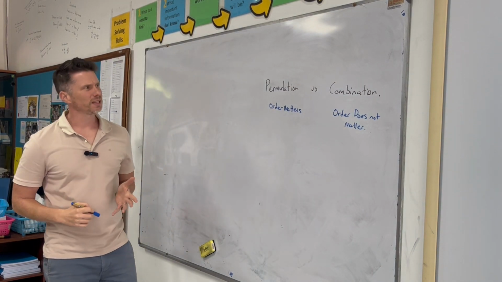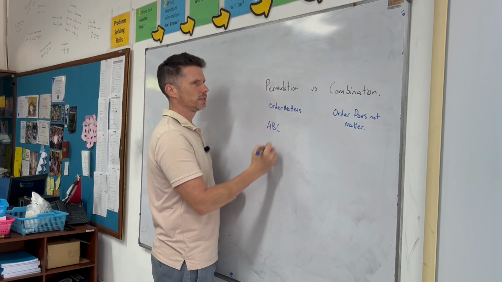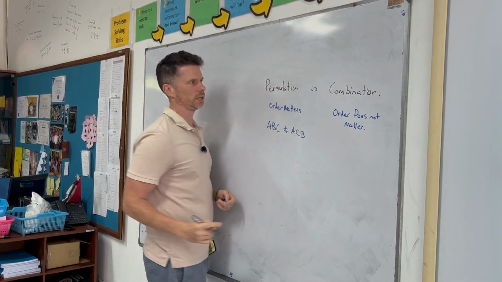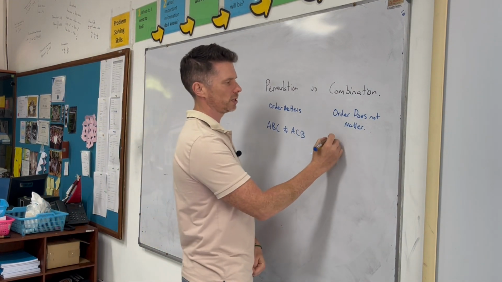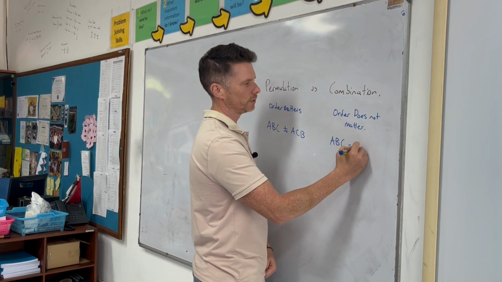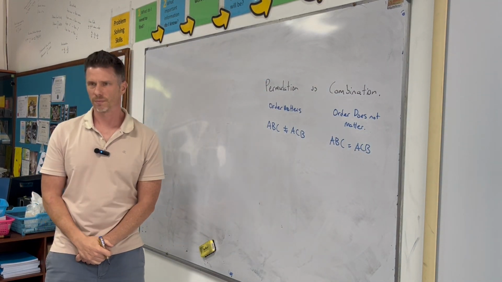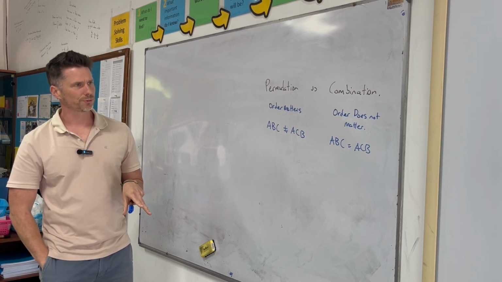An example of that is where order matters. We did this: ABC does not equal ACB in a permutation. They are not the same. Whereas in a combination, ABC equals ACB. The order doesn't matter. Hopefully that might clarify that a little bit. There are formulas for both of these.